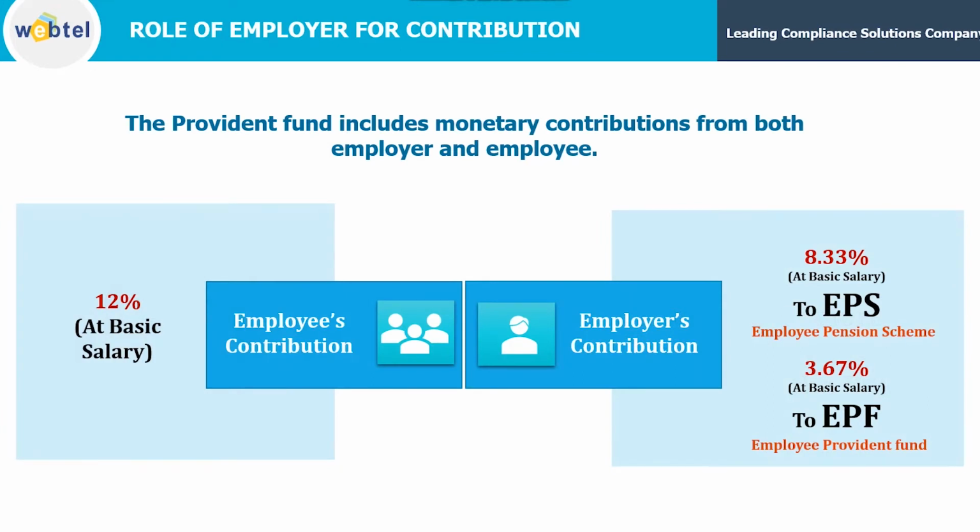Next comes the PF rate. As far as employee is concerned, employee is to contribute 12% of the basic salary towards EPF, and when that is employer's part, employer has to contribute 8.33% to EPS and 3.67% to EPF.